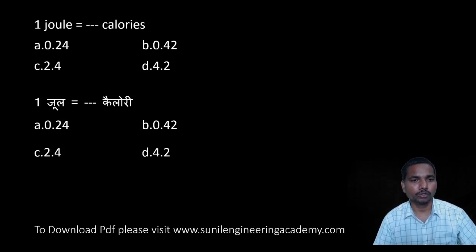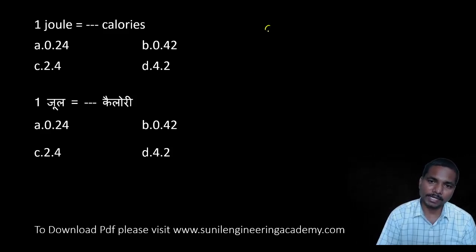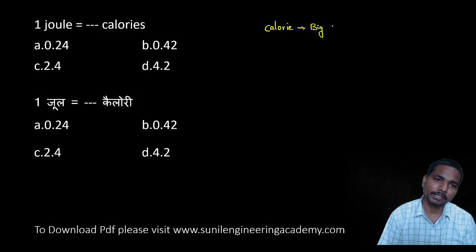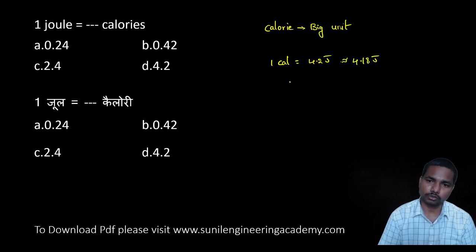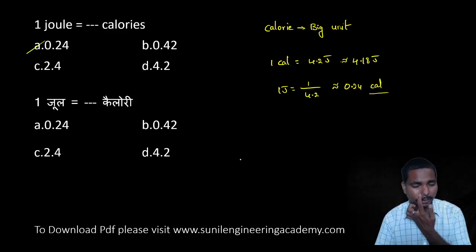The relationship between joule and calorie. You know very well calorie is the bigger unit. Calorie is big unit than the joule. So 1 calorie is equal to 4.2 joules or approximately 4.18 joules. So if you want joules, 1 joule is equal to 1 by 4.18 or 4.2, that is approximately 0.24 calorie. So the answer is option A.